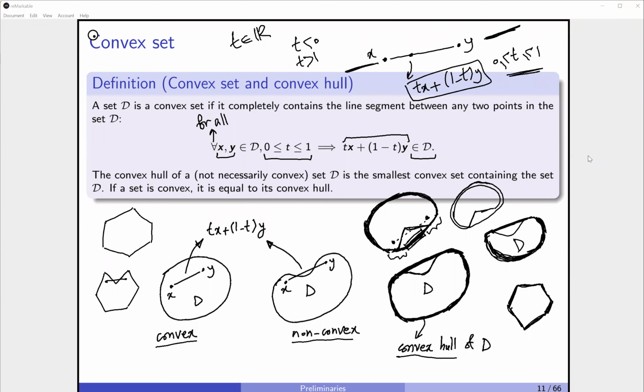Would the rubber band be the largest? Not largest, the smallest. The smallest convex set containing that set. Everything clear now? Okay, great. Why is it important? Because sometimes we have a set which is not convex and we want to convexify it. So that's one thing.